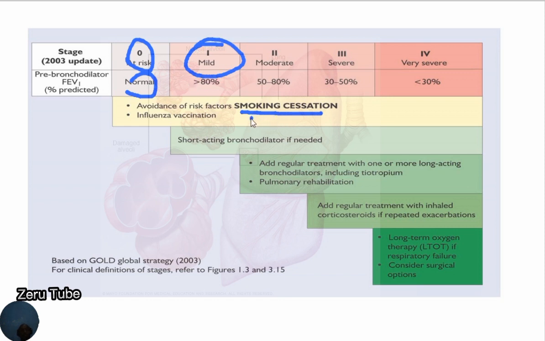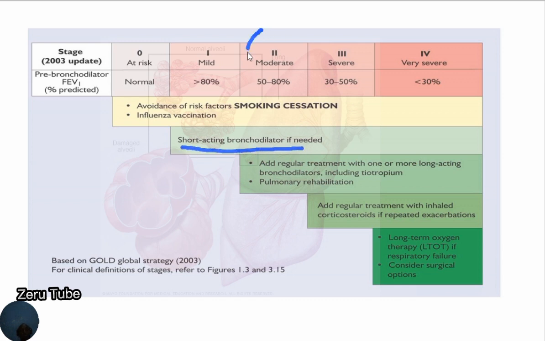Mild stage 1, smoking cessation, influenza vaccine, and in addition to smoking cessation we give bronchodilators. Stage 2 we advise smoking cessation. We should give bronchodilator in addition to stopping smoking. We should give corticosteroid, long acting bronchodilator as well as pulmonary rehabilitation.